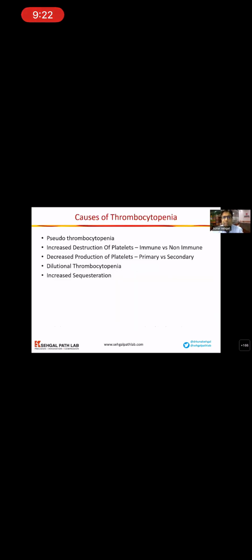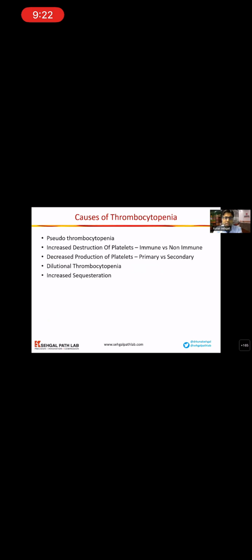So this is an article by Roberto Stasi, an ASH education article, which I have used and also shared with you. We'll be using this as an approach to the clinical approach to thrombocytopenia. A little theory in the next few slides.